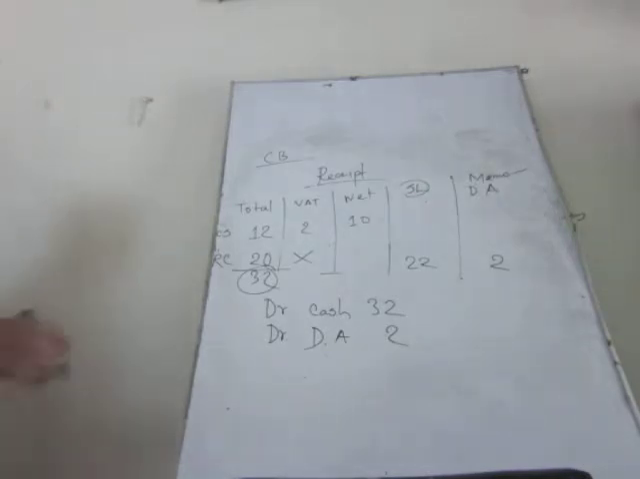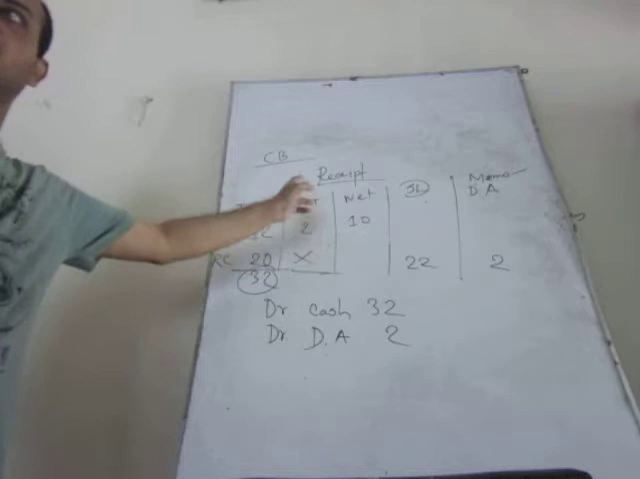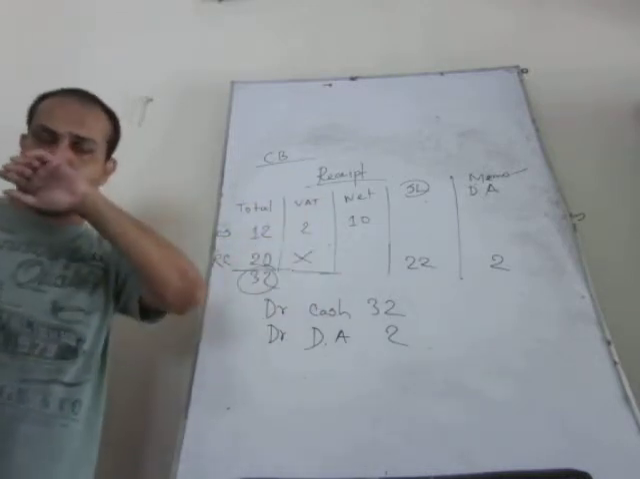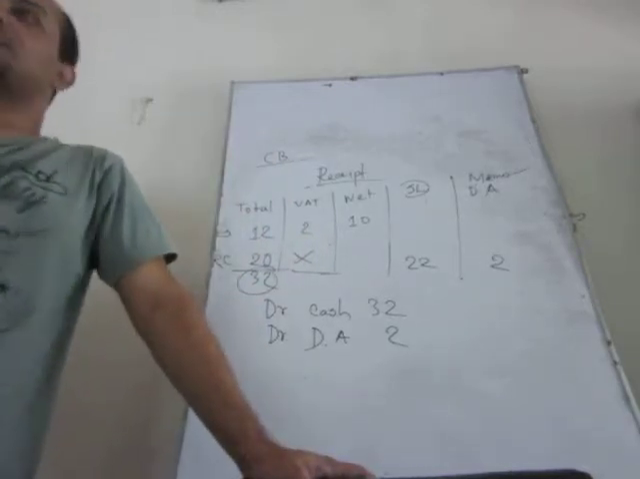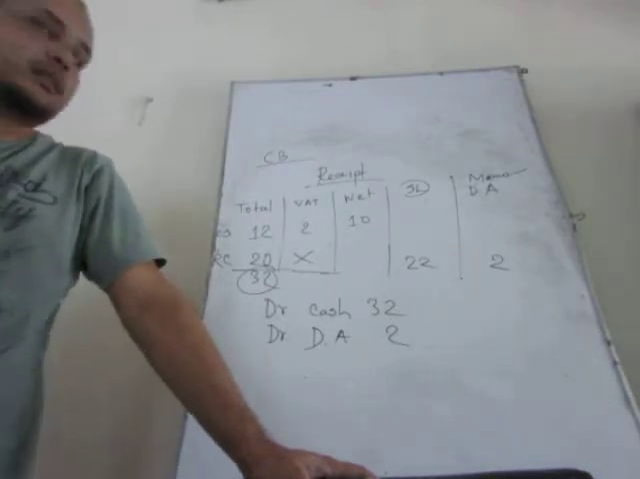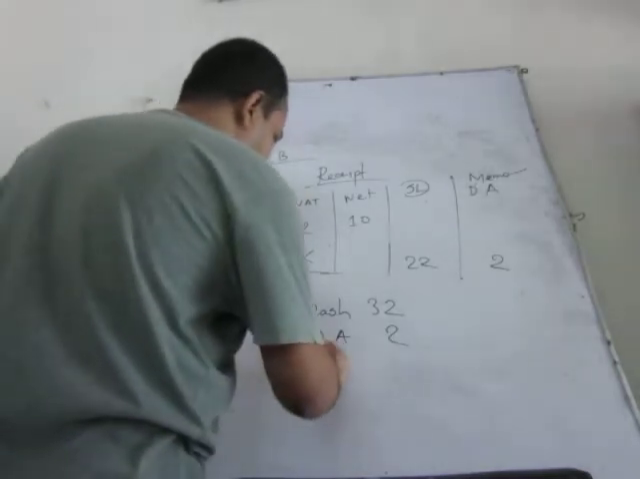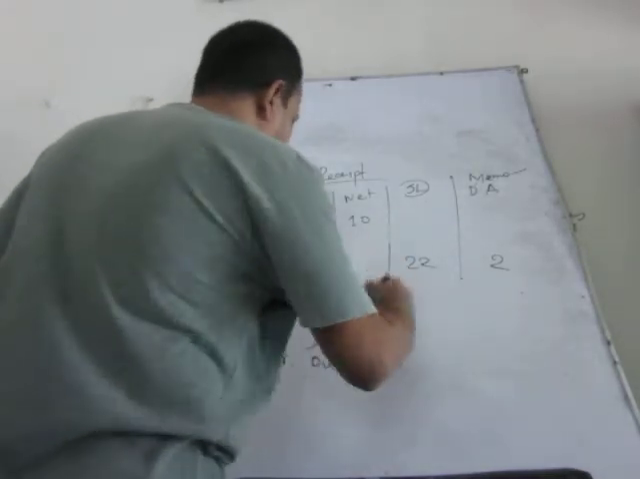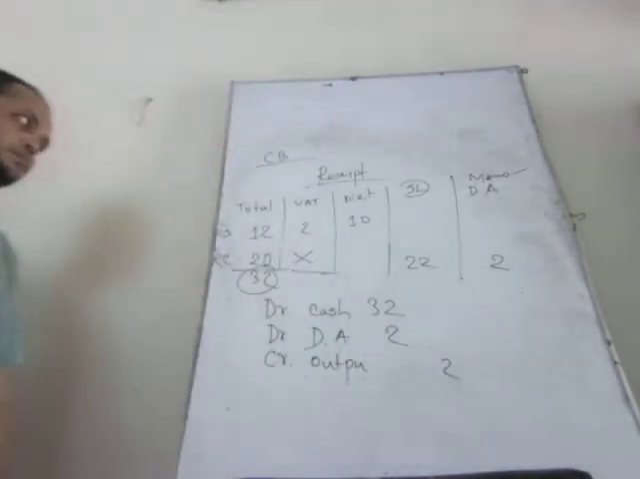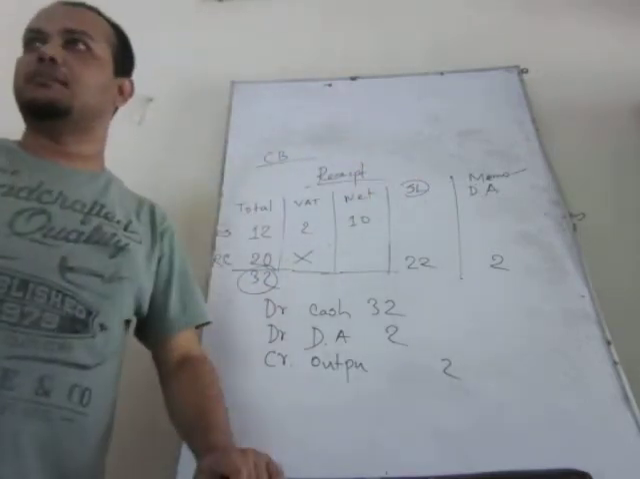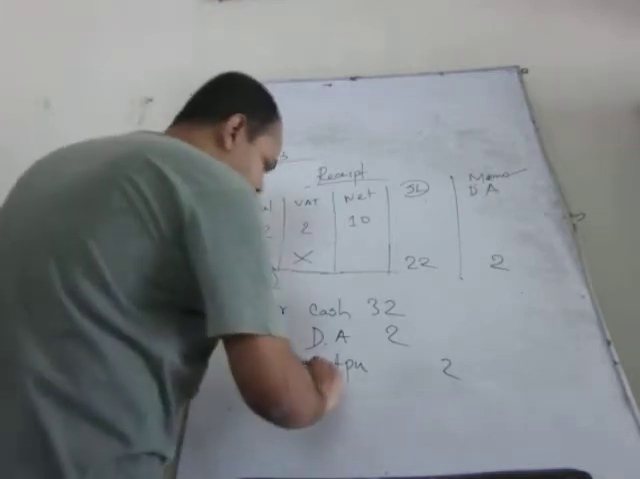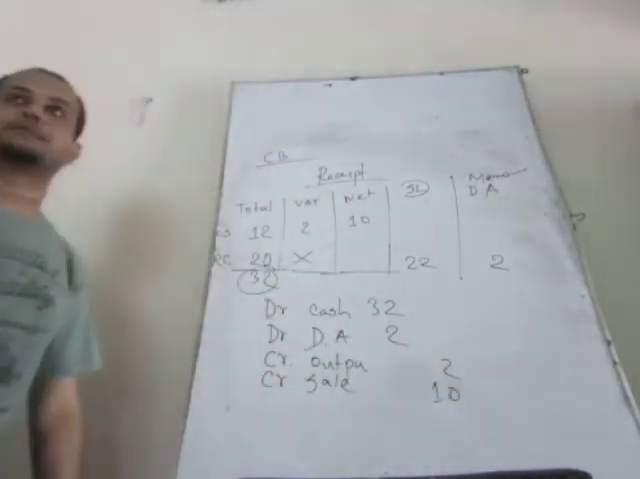Now, VAT. This is sales related VAT, so this is a kind of liability. Liability should be represented on the credit side. So credit output VAT, $2. Then net sales: this much net sale is committed, cash sales here. Sales is a kind of income, so credit sales, $10. Clear?